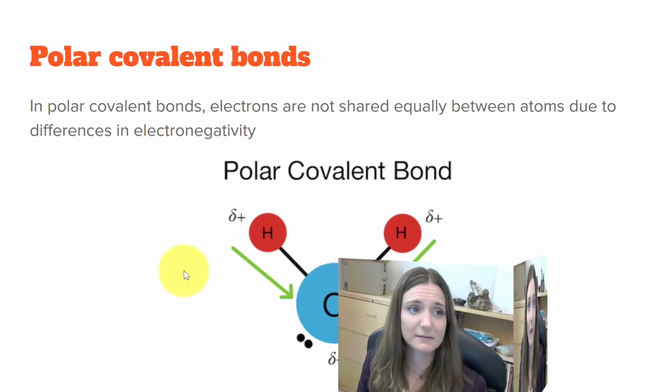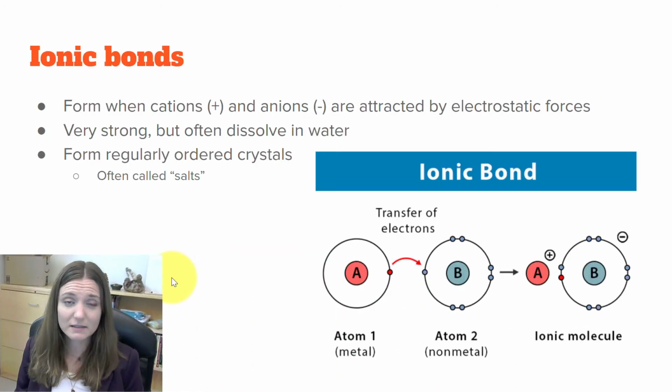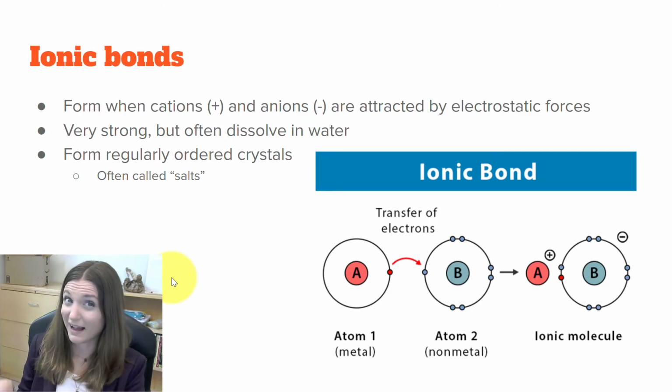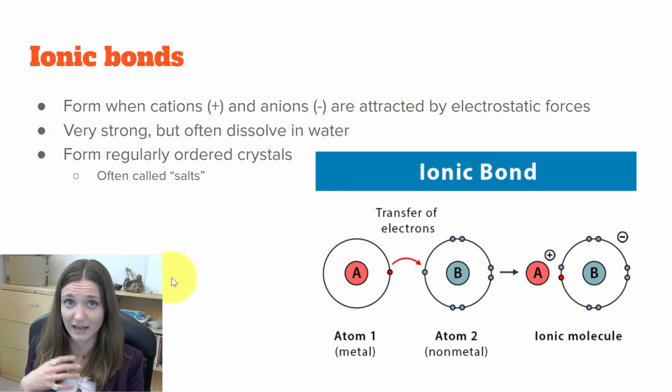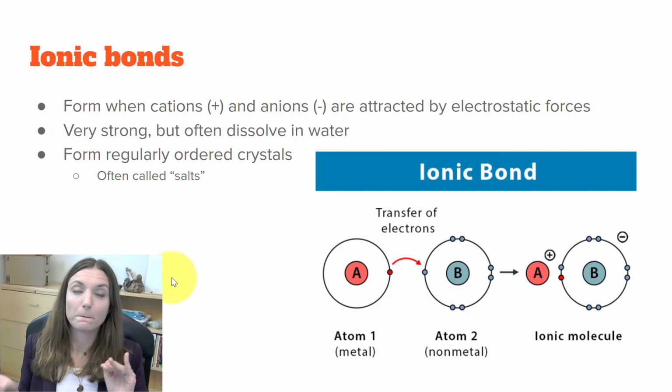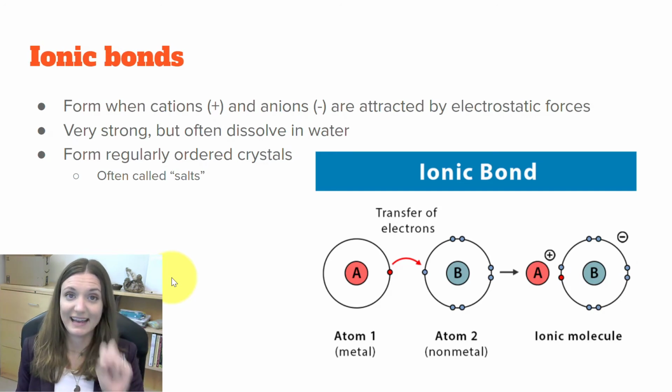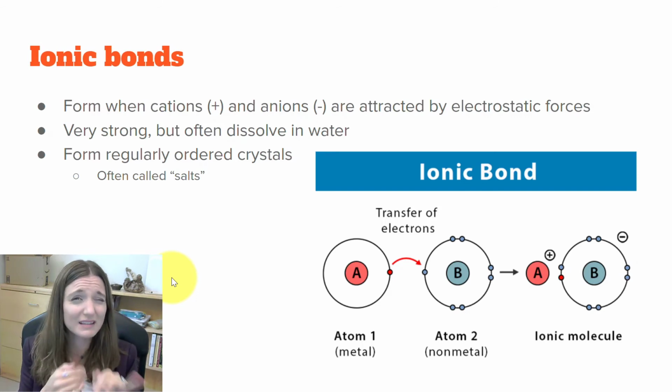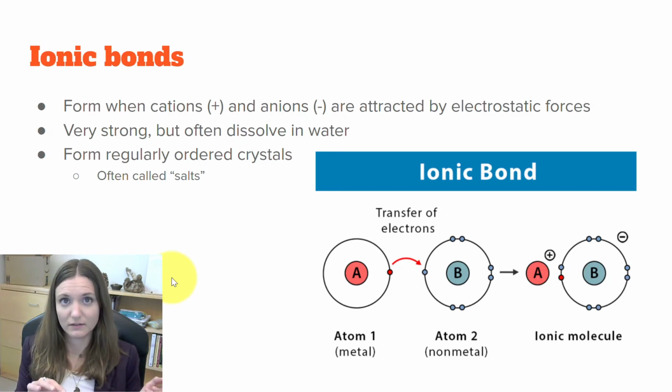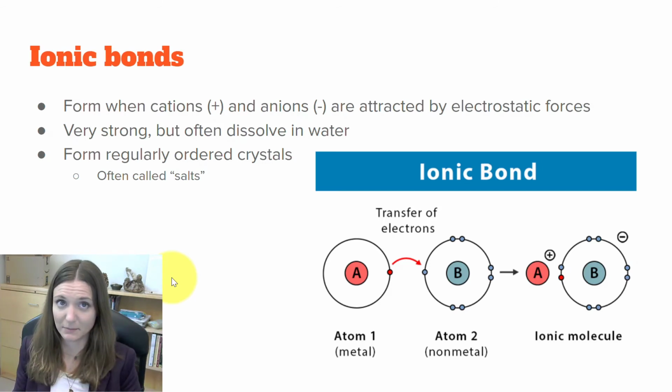unequal sharing of electrons. The other type of chemical bond is an ionic bond, and this is when cations and anions, remember we talked about atoms can form ions when there's a different number of electrons than there are protons, the atom will have a charge. So ionic bonds are formed when we get a cation and an anion that have different electrostatic charges come into contact with each other. So these are strong bonds, but they can often dissolve in water because water is very polar. Ionic bonds are often the result of donating and accepting electrons.